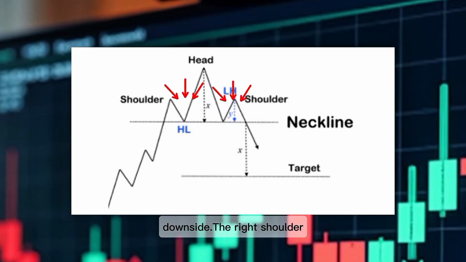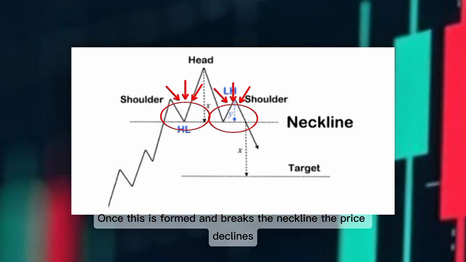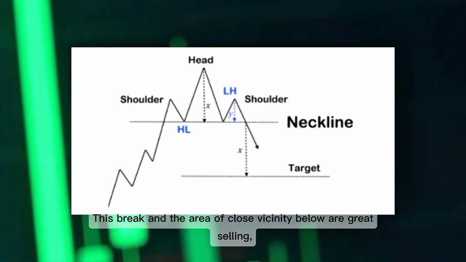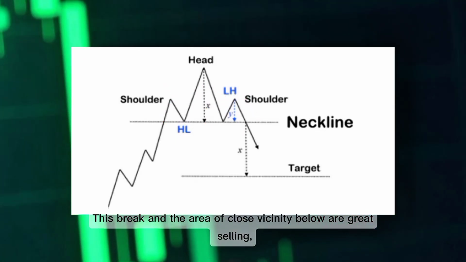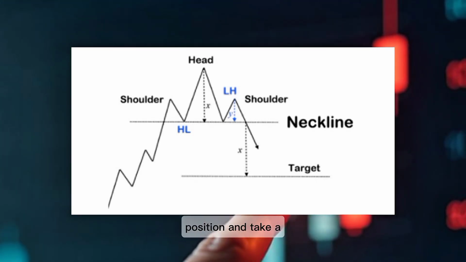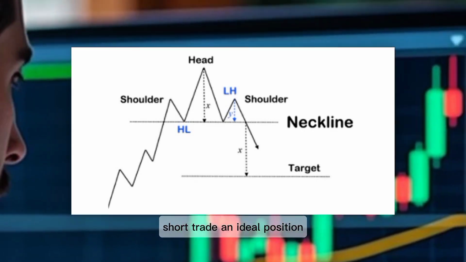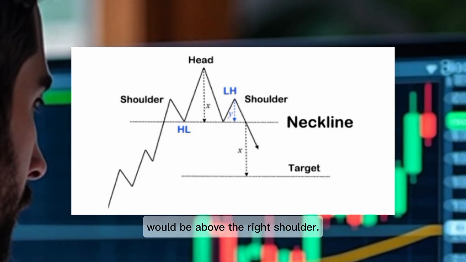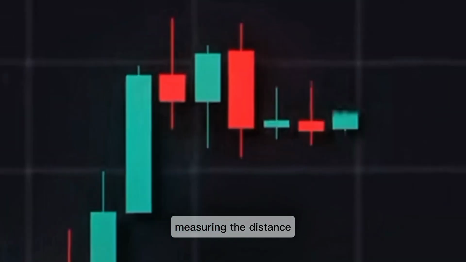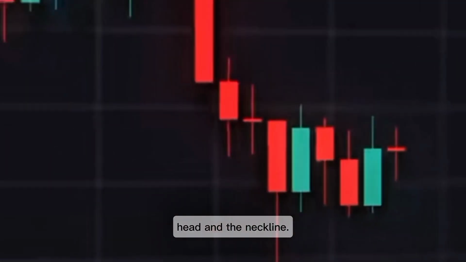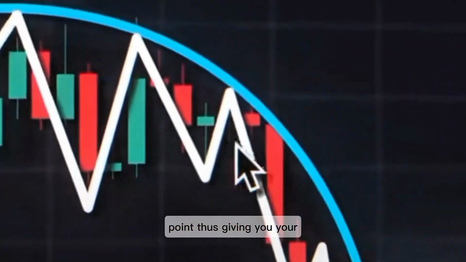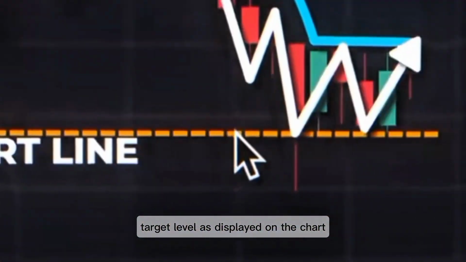The right shoulder is also known as a lower high. Once this is formed and breaks the neckline, the price declines. This break and the area of close vicinity below are great selling execution points. If you decide to execute a sell position and take a short trade, an ideal position to place your stop loss would be above the right shoulder. We can calculate a target level by measuring the distance between the highest point of the head and the neckline. This distance is duplicated onto the breakout point, thus giving you your target level as displayed on the chart.